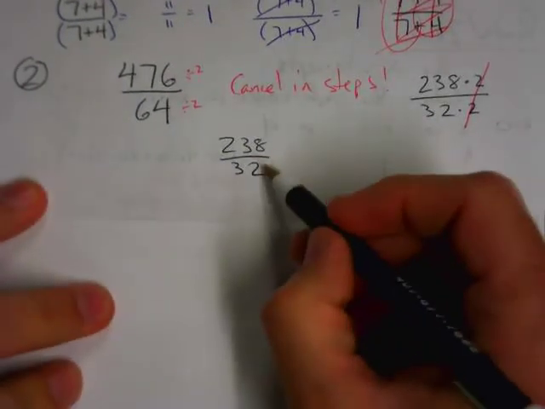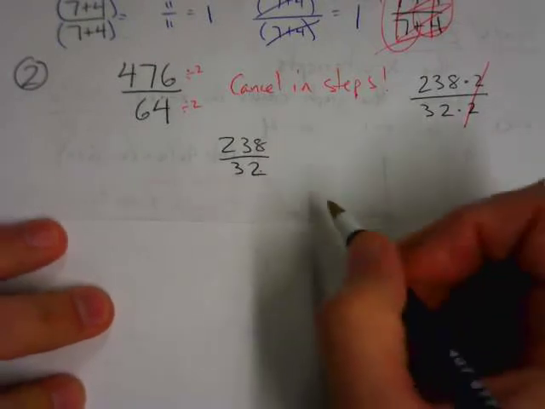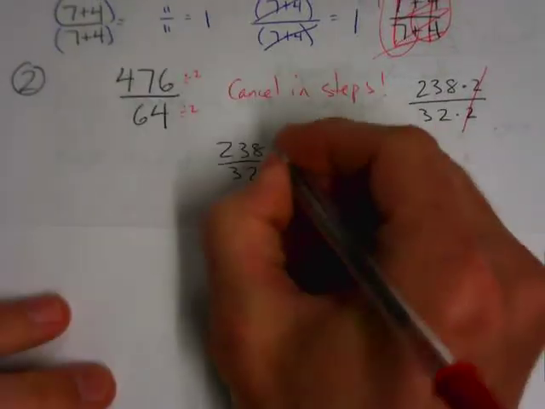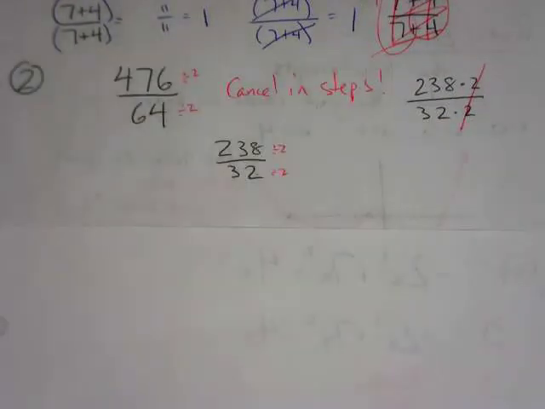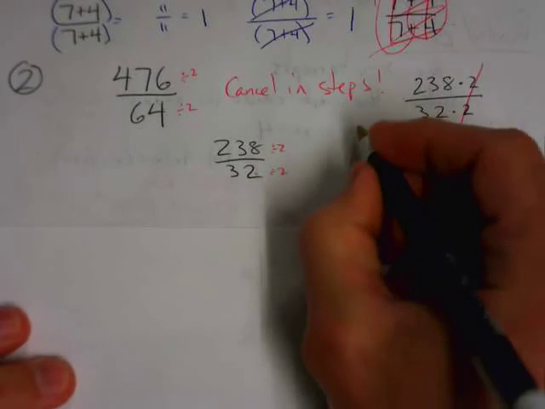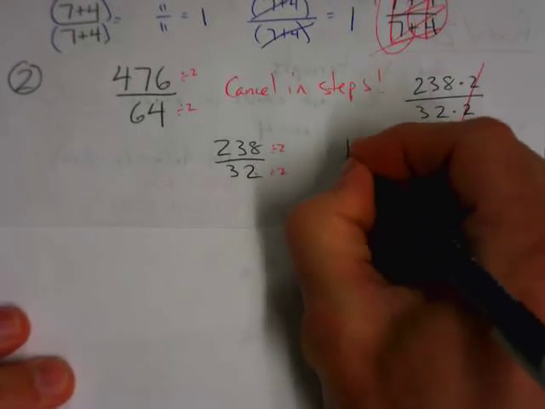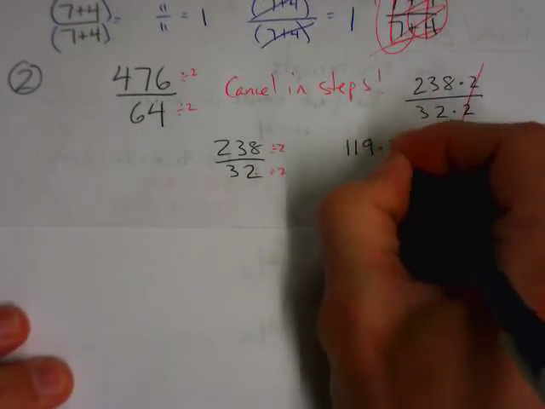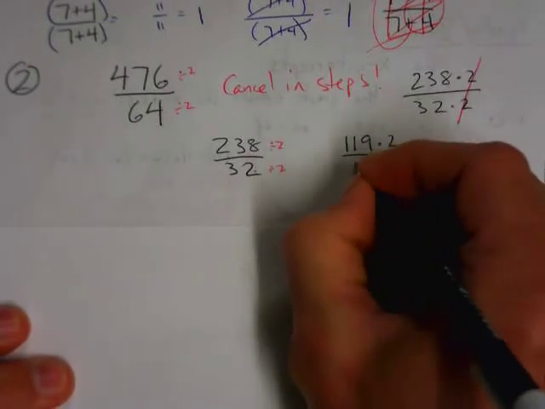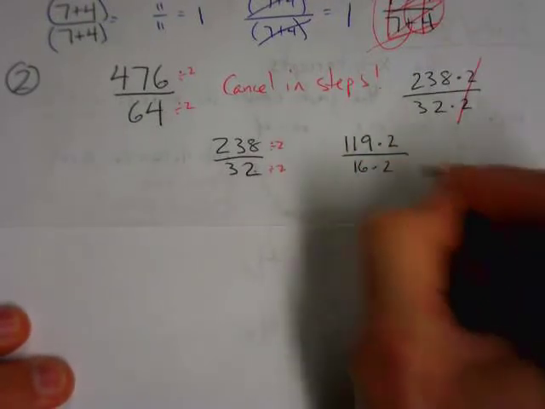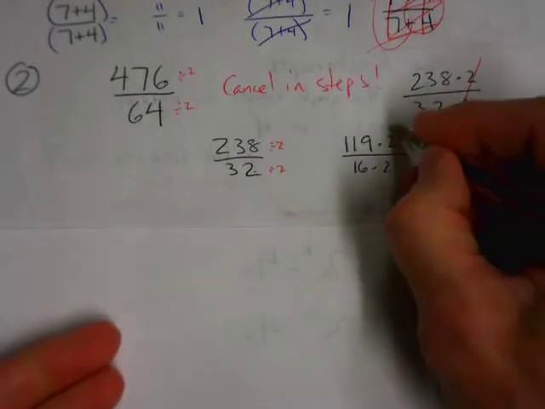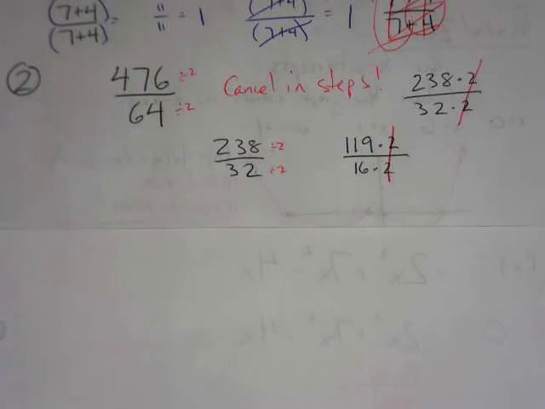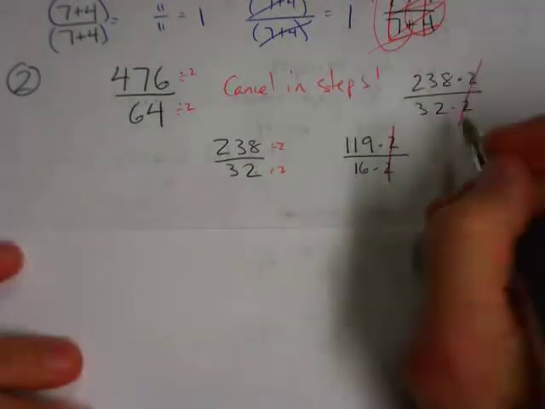Is this completely simplified? No, because 2 is an even number, 8 is an even number. Both of these numbers are divisible by 2. So we can also simplify some more. So 238 happens to be 119 times 2, and 32 happens to be 16 times 2. And what can we do? We can cancel the 2s because cancellation can apply only in multiplication. Okay, so canceling applies only in multiplication.